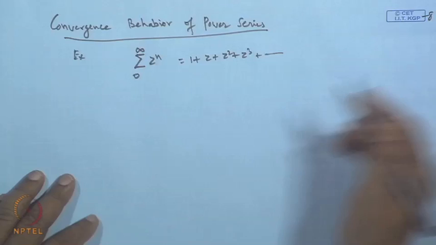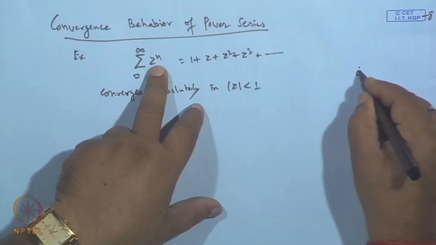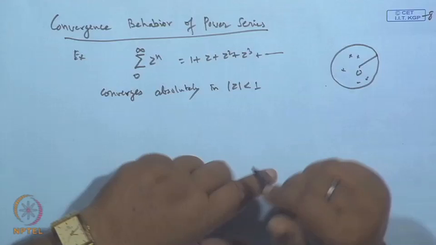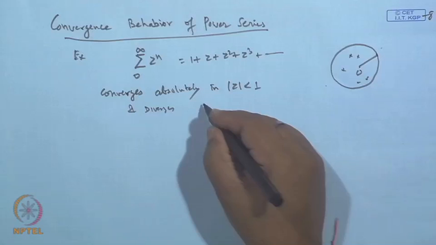So, this series converges absolutely in the region mod z less than 1. It means this is a power series centered at 0 with radius 1, if I draw. Then at all points inside this, the series will converge absolutely, and it diverges outside, if mod z is greater than 1.